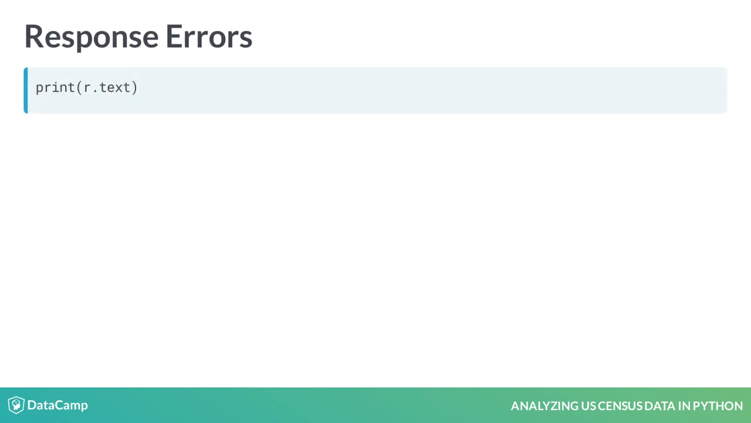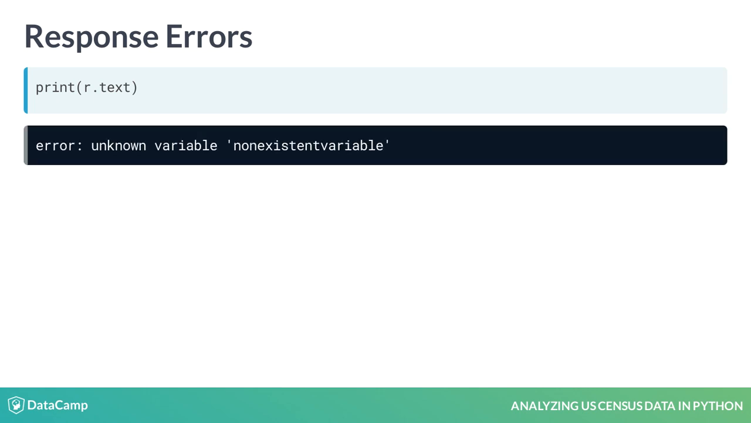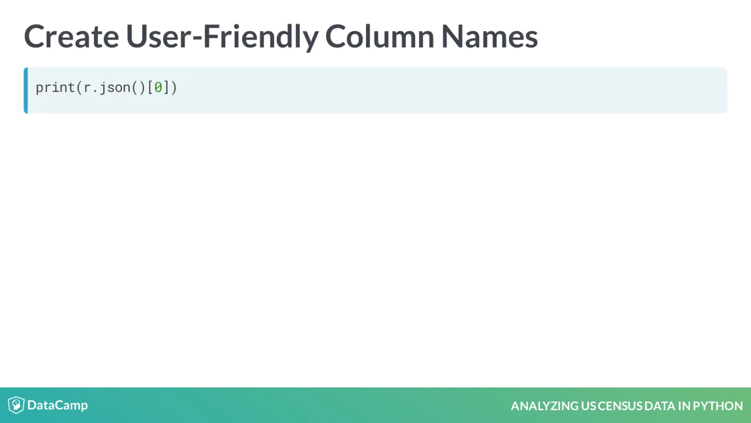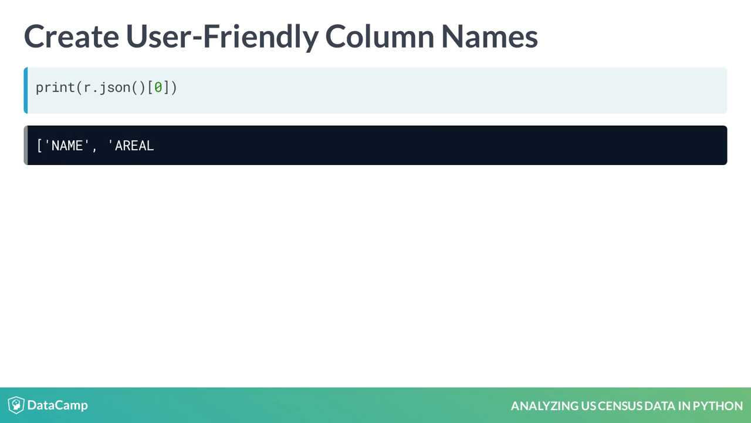In case of a poorly formed request, the API server will return an error message. One common error is specifying the variable name incorrectly. The JSON method of the response object returns a list of lists. The first sublist contains the column names. Every API call returns geographic identifiers. This one returned a column named state.